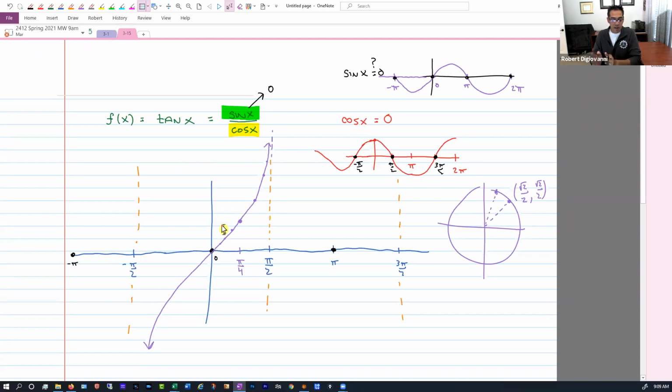And in between each vertical asymptote, it just repeats itself. It just does the same thing. So all of those are supposed to look identical. I know they don't, I'm sorry.